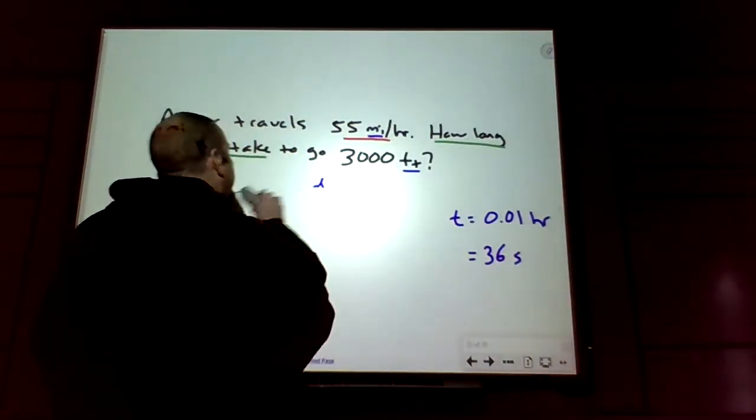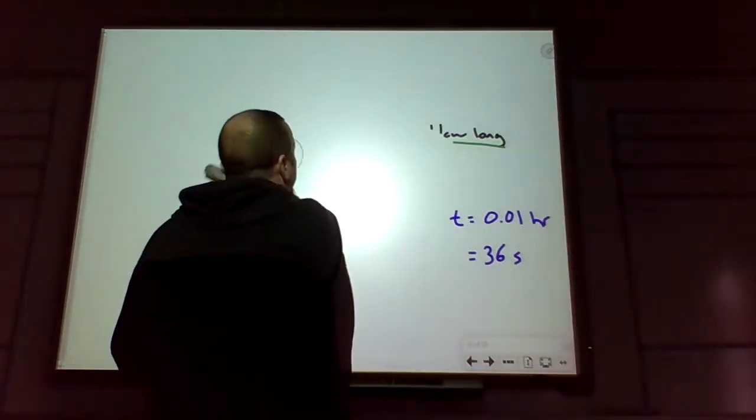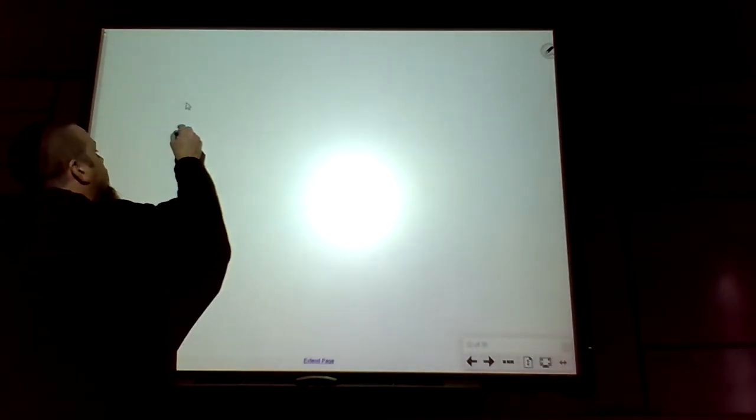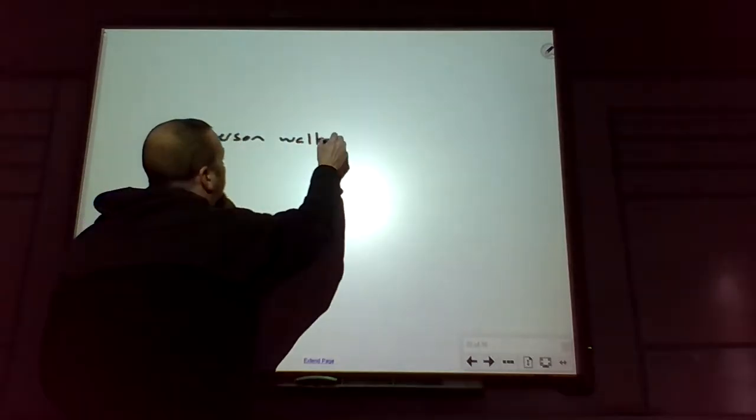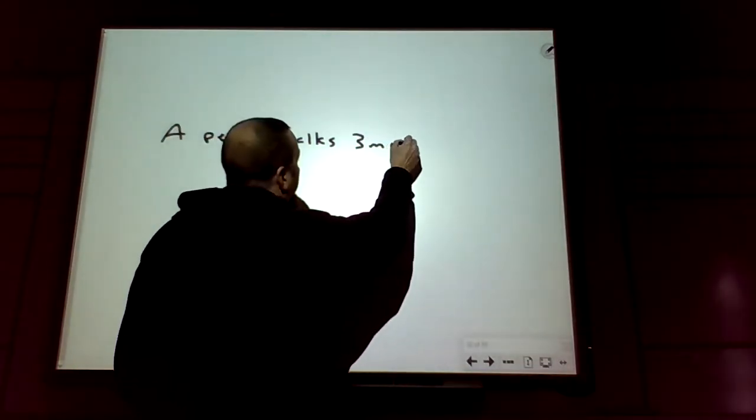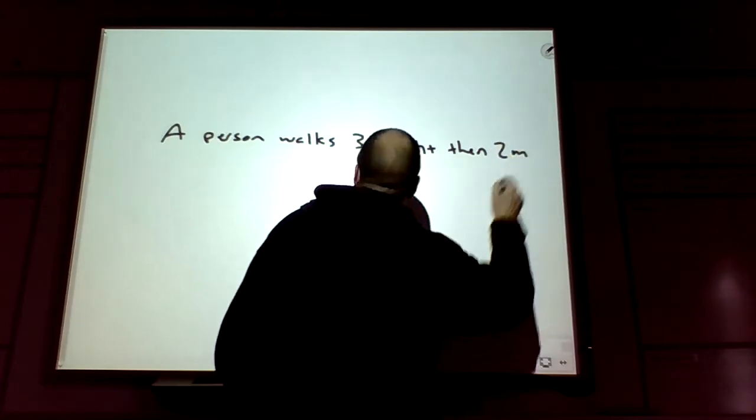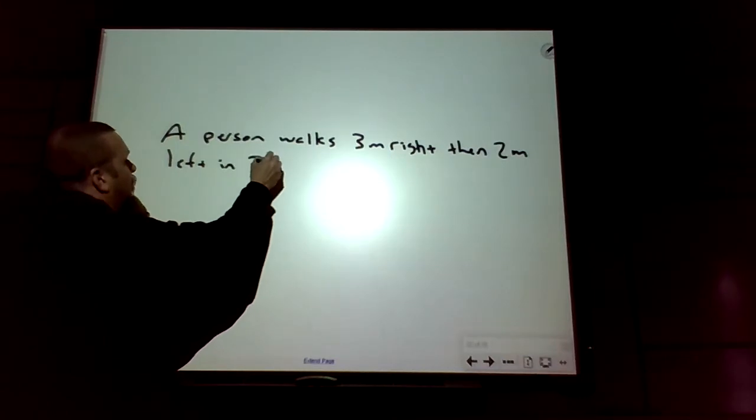The only difference between this and a velocity problem is that you have to use a displacement with the velocity problems. So you end up with situations where you're finding the distance and displacement first, just like in the last video. So let's say a person walks 3 meters right and 2 meters left in 3.1 seconds.